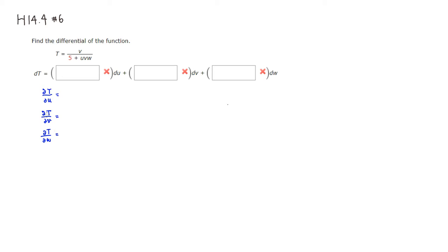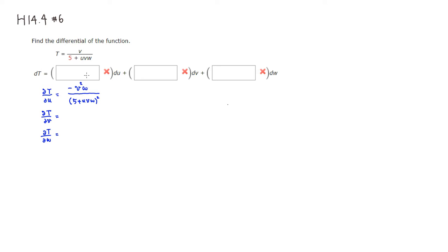All right, so let's find out. So partial of t with respect to u. All right, so let's do that. So quotient rule. All right, so you're gonna square the bottom. So it's a quantity 5 plus uvw squared. All right, and a partial of u with respect to u is 0, times the bottom is still going to be 0. So minus v times, and a partial of 5 plus uvw with respect to u would be vw. So it's going to be v squared w.